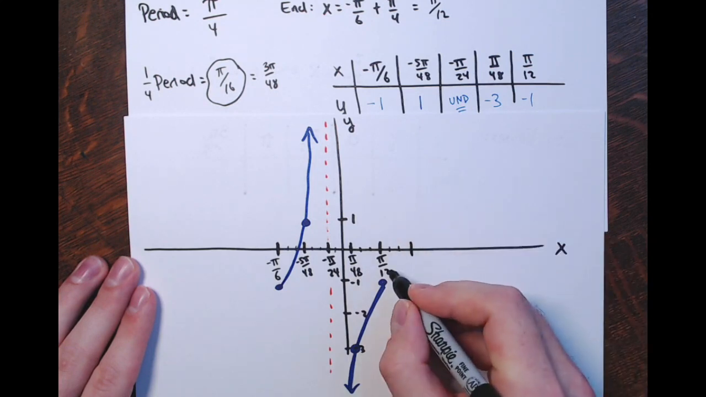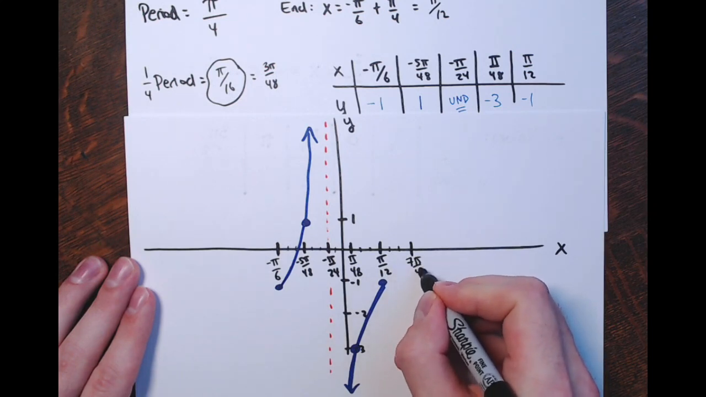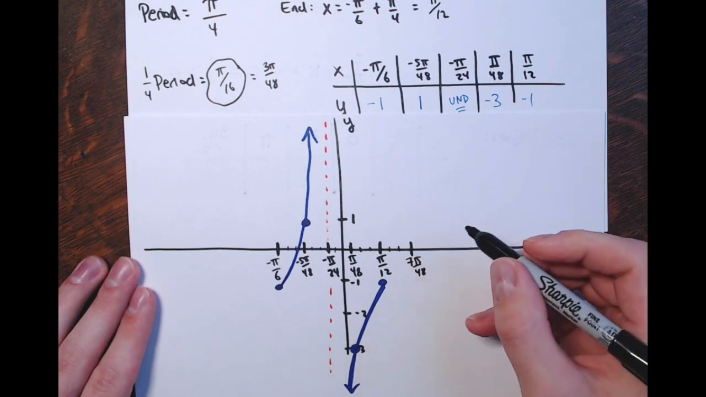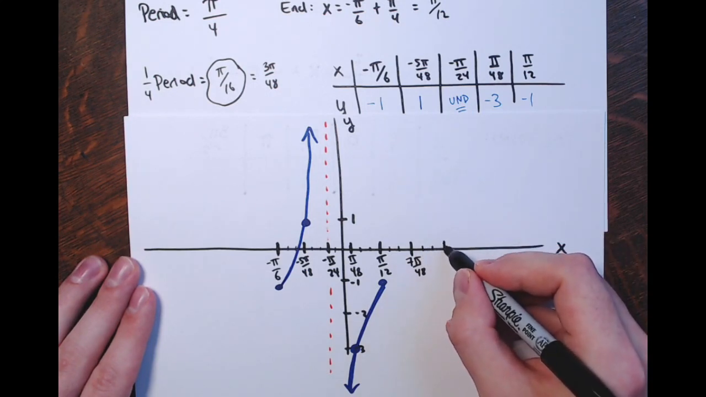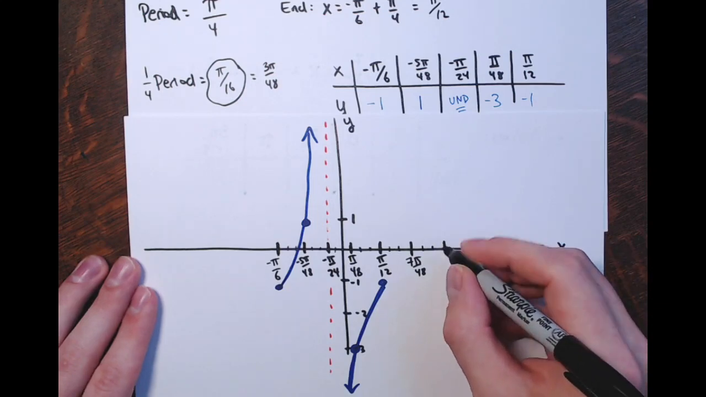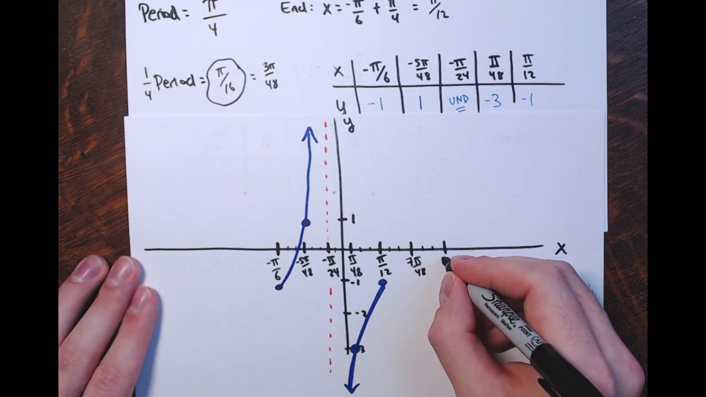This was 3 pi. Oh, sorry, 4 pi over 48. So this would be 7 pi over 48 here for the next key value. And then 10 pi over 48. I just keep adding this pi over 16. Now 10 pi over 48, that's 5 pi over 24.